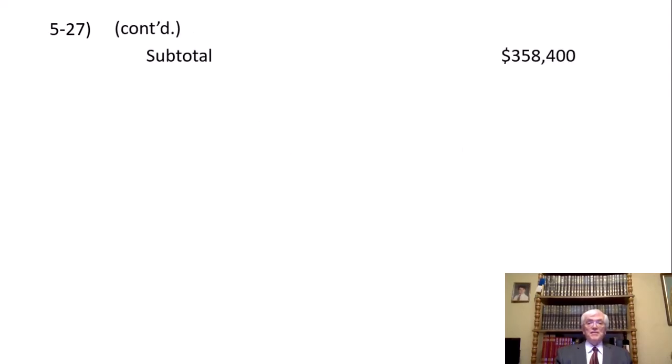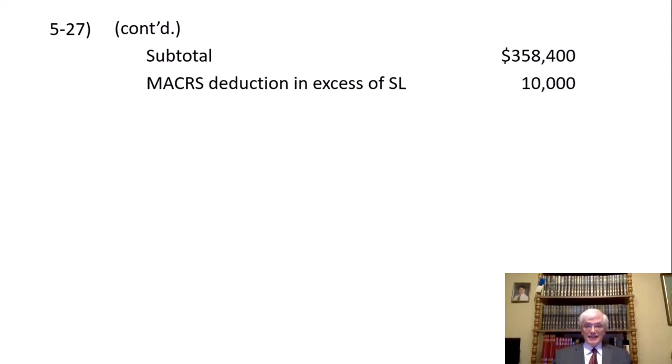So continuing on from there, maker's deduction in excess of straight line. They told us that the maker's deduction was $26,000. The straight line depreciation would have been $16,000. So we will add back the excess depreciation that we claimed for taxable income of $10,000.